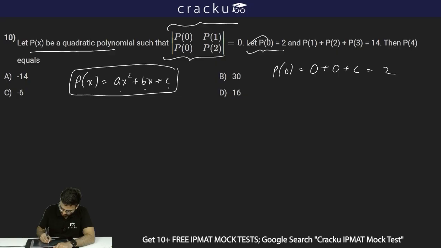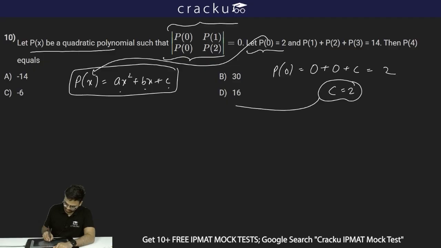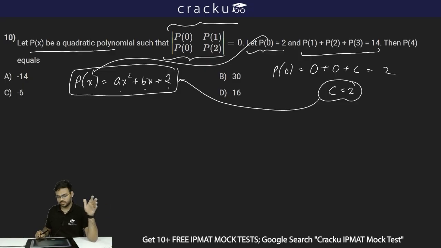If I put the value 0 in place of x, so a into 0 square plus b into 0 plus c is equal to 2. So I can write c is equal to 2. So instead of this c, I can put c is equal to 2. So this equation will be changed to ax square plus bx plus 2. And it is further given that p1 plus p2 plus p3 is 14. So we'll substitute x with 1, x with 2 and x with 3. Summation of all will be equal to 14.